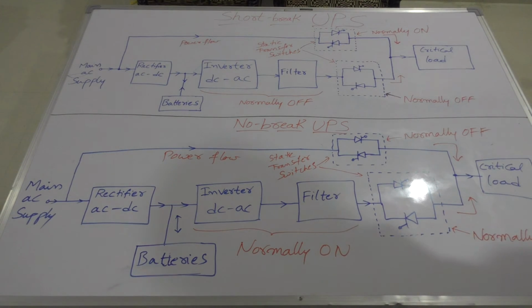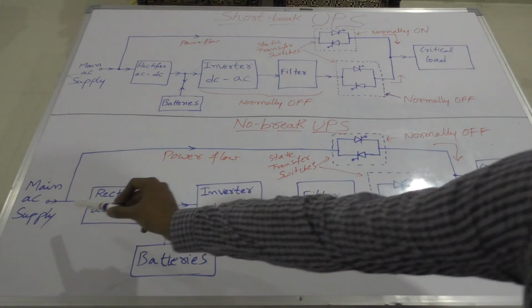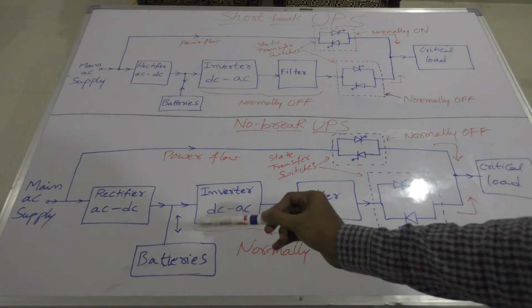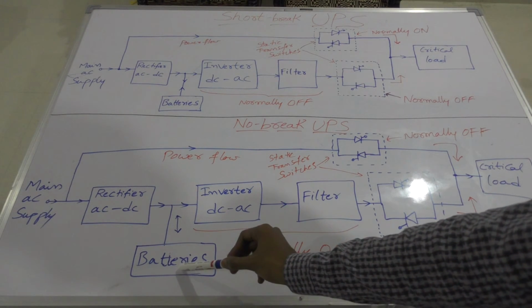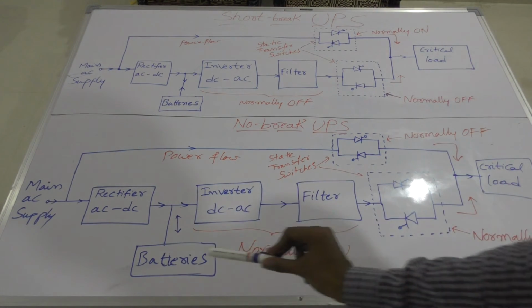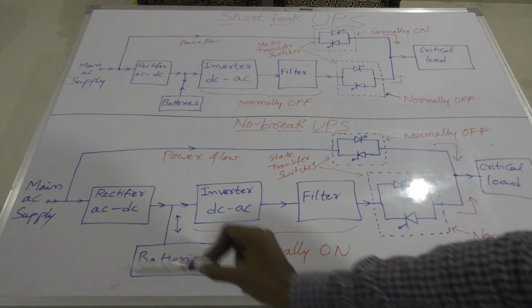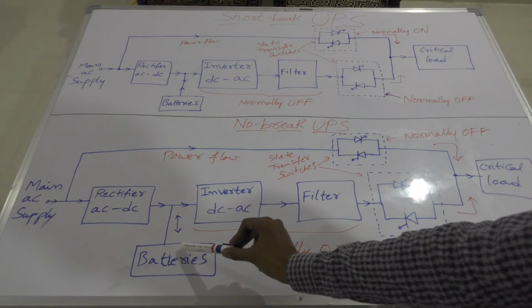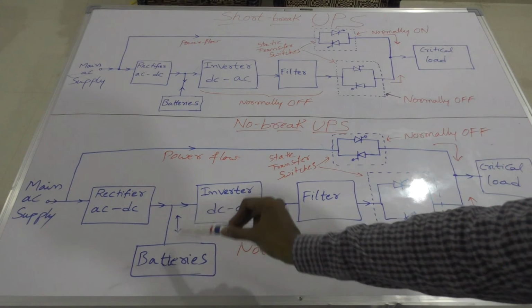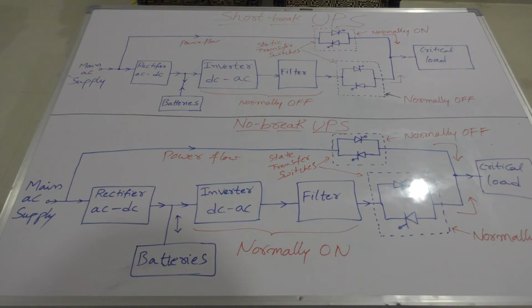Now consider there is an interruption in my main AC supply. As there is an interruption in this main AC supply, immediately my batteries will be delivering power to the load through this inverter and filter. Immediately after that interruption, this delivering of power gets started. So there is no break here. There is no interruption.